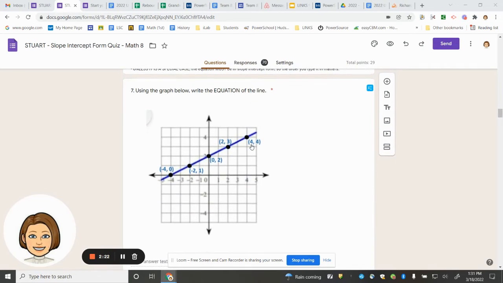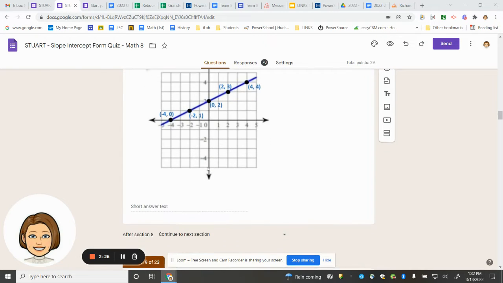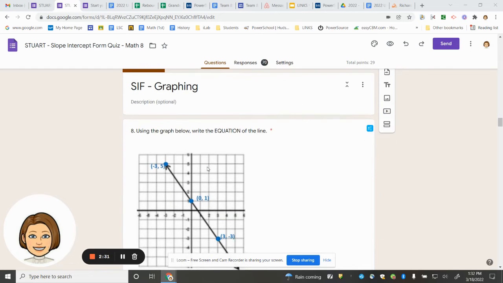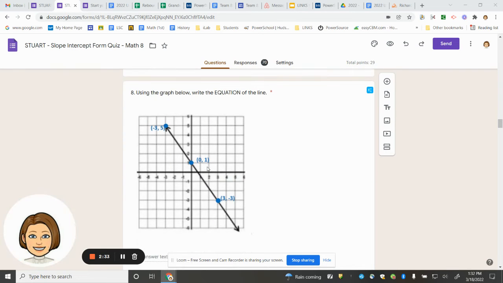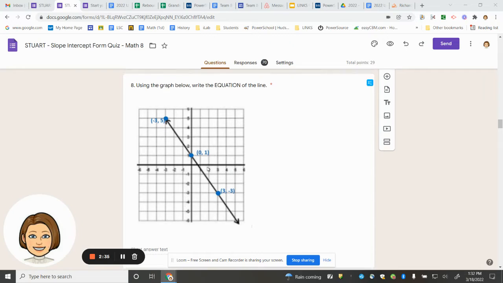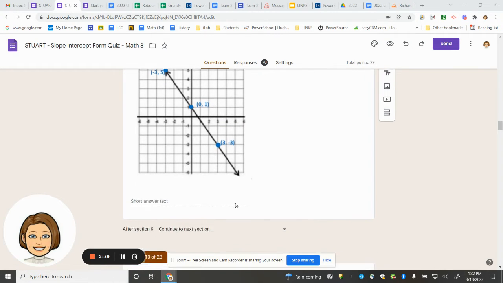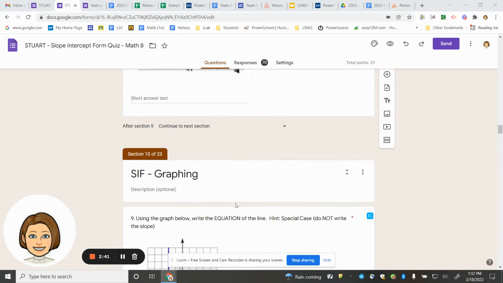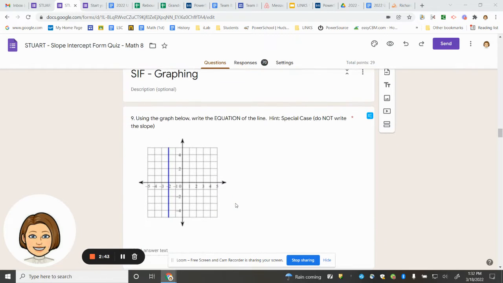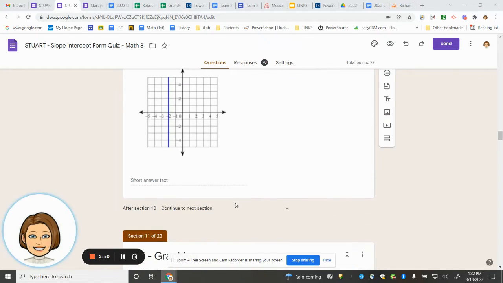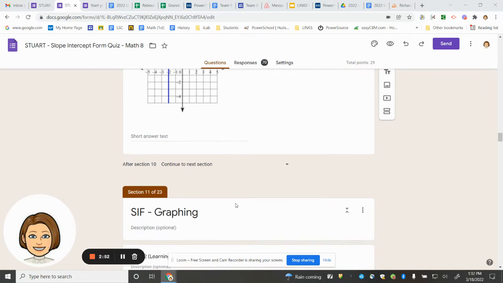Number 7, using this graph, write the equation. Number 8, write the equation of this line. If you take a look at it, be mindful of which way the line is going. Number 9, this is a special case equation. What is the equation for this vertical line?